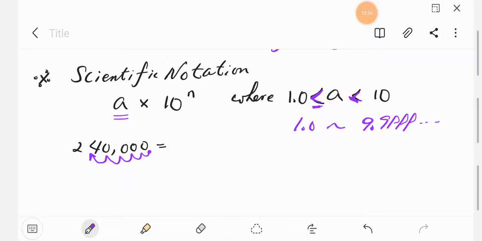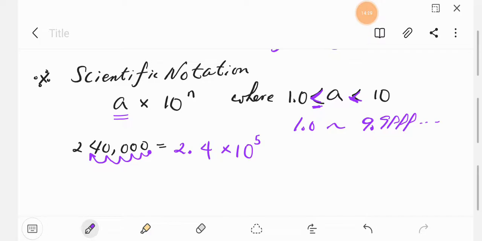So count the number of digits, decimal point, number of places. So you are moving starting from here to 1, 2, 3, 4, 5, right? So write down 2 times 4, 2.4. So move the decimal point all the way to the right of the first non-zero number 2. And then 10 to the, so you moved 5 times, so the power will be 5.